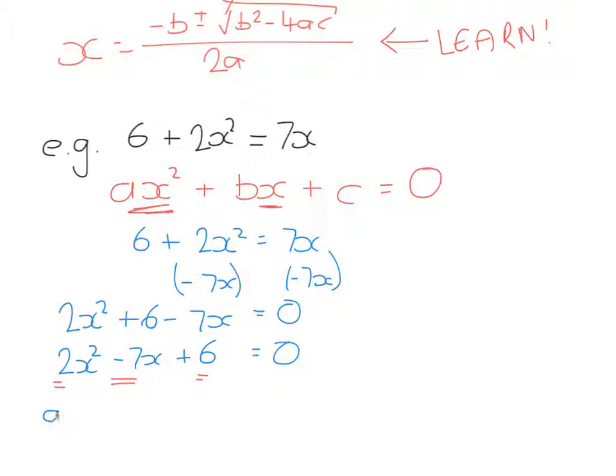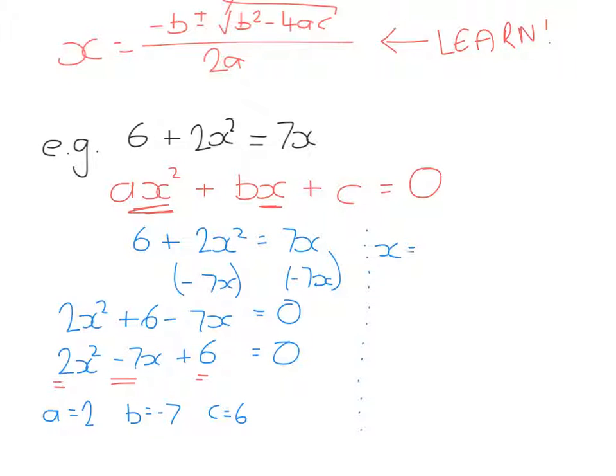Now that we've got it in the right order, we can start looking at our coefficients in that order. So A is going to be equal to 2, B is not equal to 7, but it's minus 7, and C is equal to 6. Once we've got that all squared away, we're just going to substitute in our values.